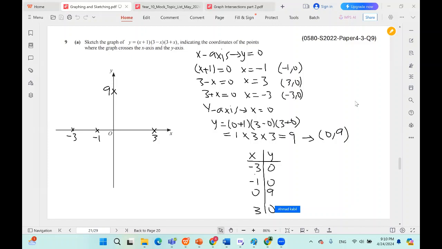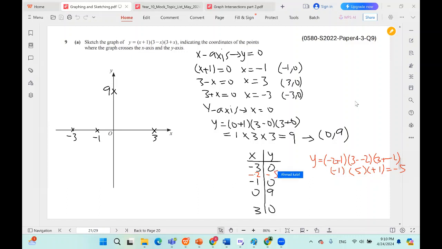Let's just add some random points in between. So let's add, for example, -2. If we put -2 into the equation, y equals (-2 + 1)(3 - (-2))(3 + (-2)). So this is equal to -1 times 5 times positive 1. So if we multiply all of these together, we get -5. So we have a point here, (-2, -5).